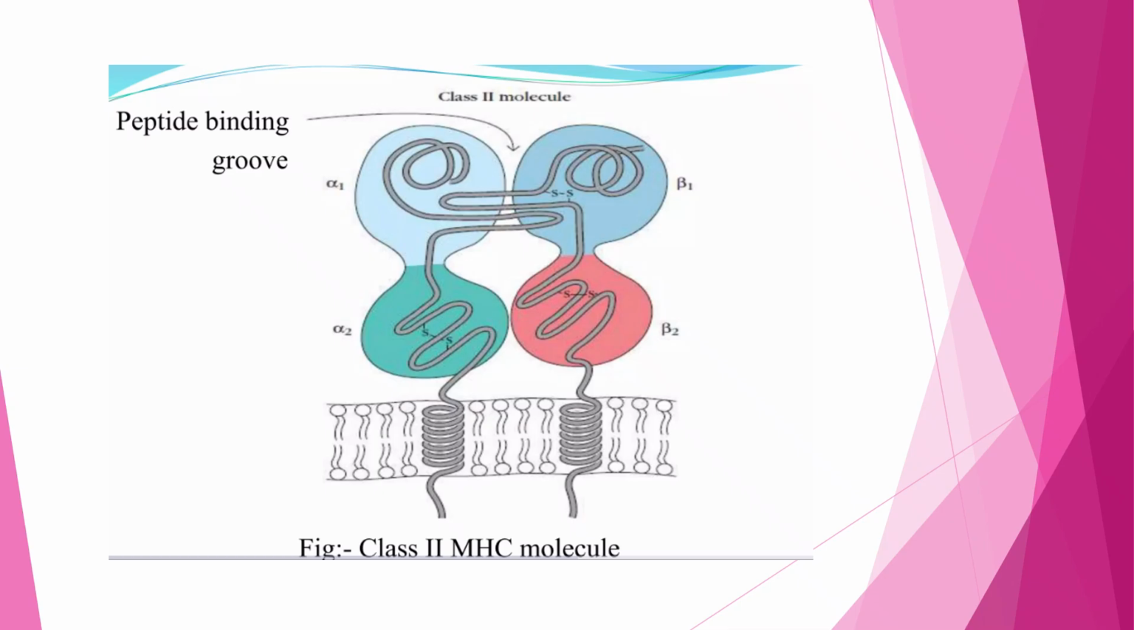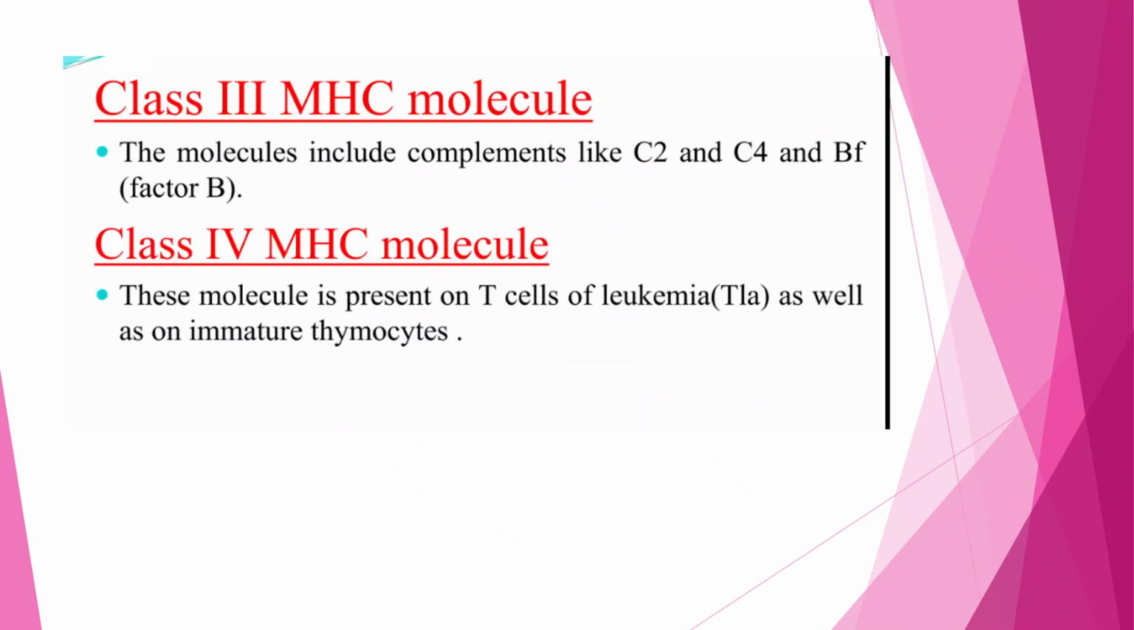Then coming to the antigen, it will always come and bind with this portion. So this portion is known as the peptide binding groove. Okay. So that's all about the structure of MHC. Class 1 and class 2 we already completed.